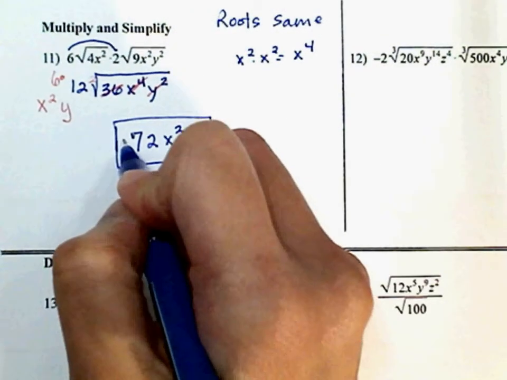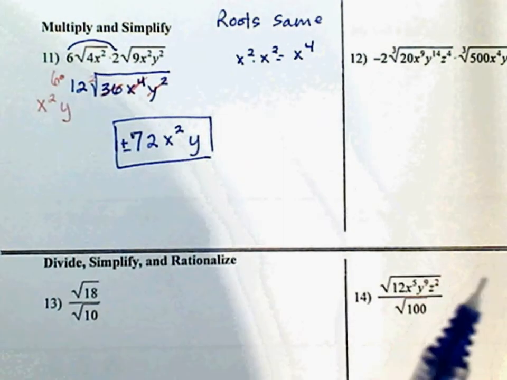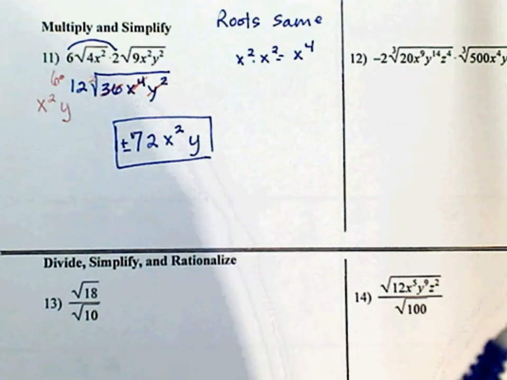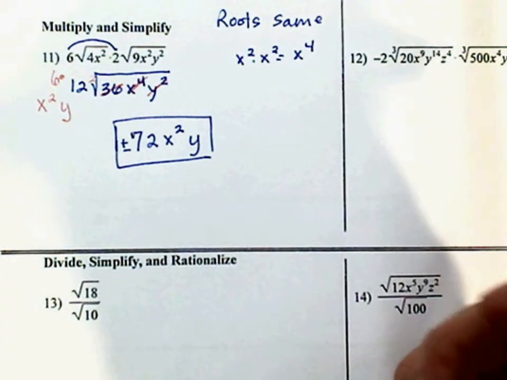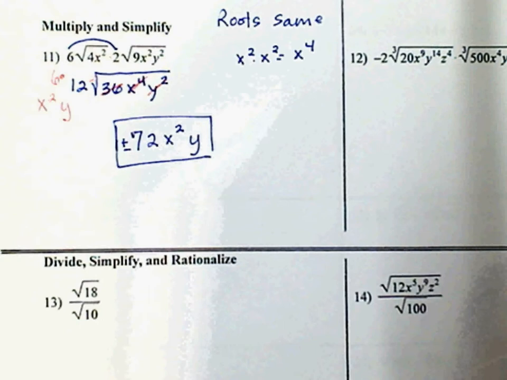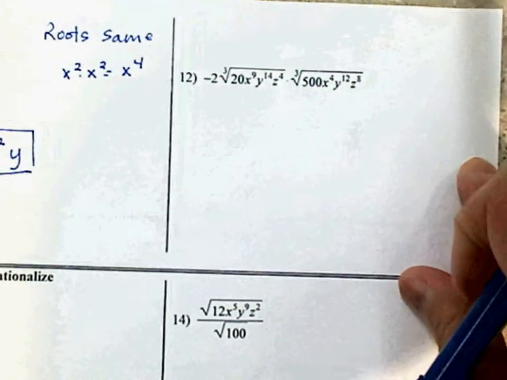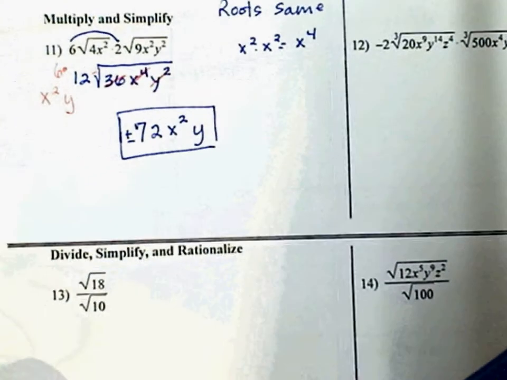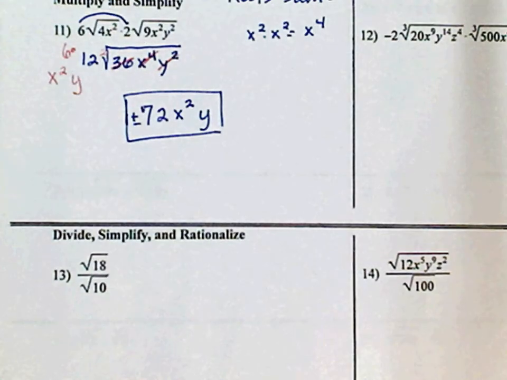But the correct answer is really plus or minus. But I'm not going to worry about that, okay? Remember, when you have an even root, you have two answers. Number 12. Look at number 11. We're going to move to number 12.